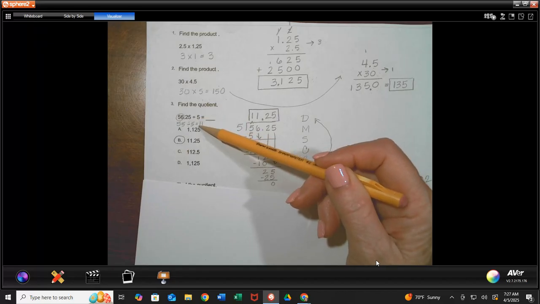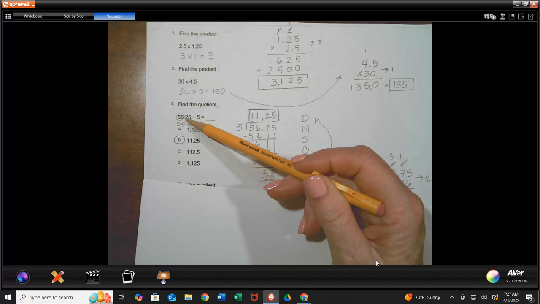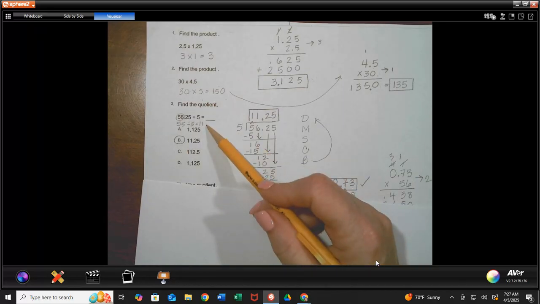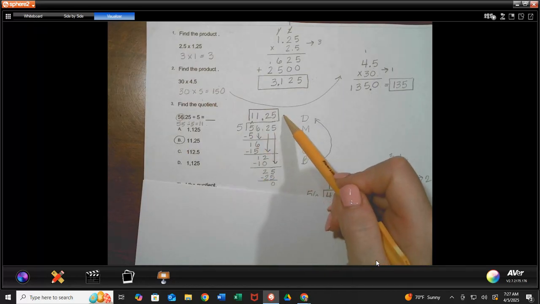I'm going to keep it 5. I know my 5 facts. A number very close to the whole number part of my decimal is 56. A number very close to that is 55. So real quick estimate, 55 divided by 5 gives me an estimate of 11.